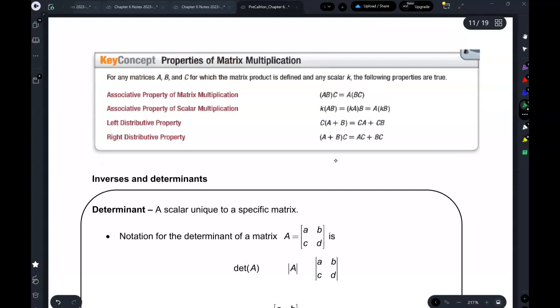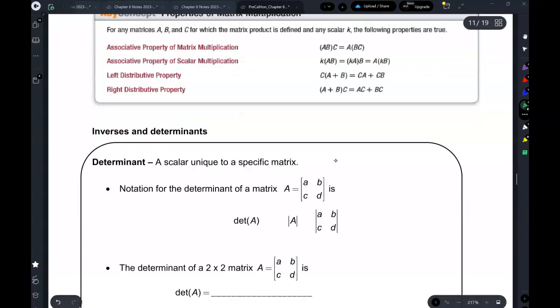So what properties are the same? Obviously, commutative property of multiplication does not work, but associative works. So if you have to multiply 3 matrices, as long as you keep them in the same order, it doesn't matter if you do A, B times C or the other order. Scalar multiplication works and so on.